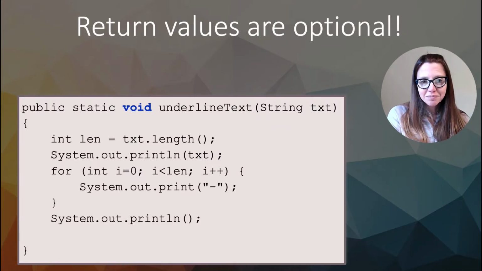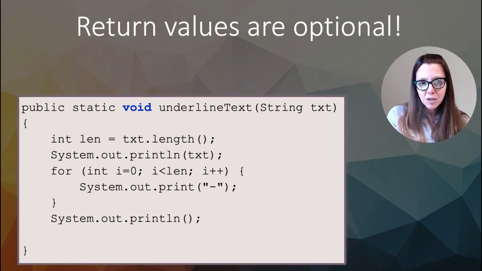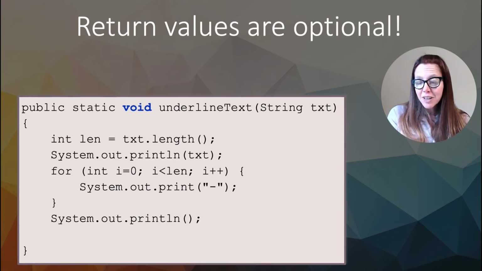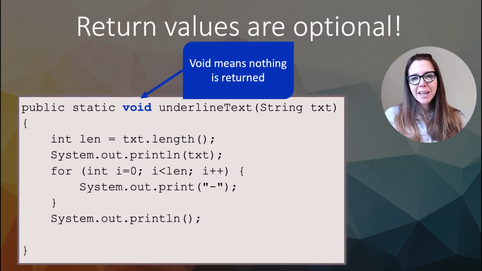So that being said, return values are optional, which is not to say that they're optional when they're expected. In the previous example, we declared the method as returning a string, and then we failed to do so under certain circumstances. We can, however, choose to not return anything. Here's an example, public static void underlined text that takes in a string argument. So this void in blue tells us that nothing will be returned. Nothing is planned to be returned.